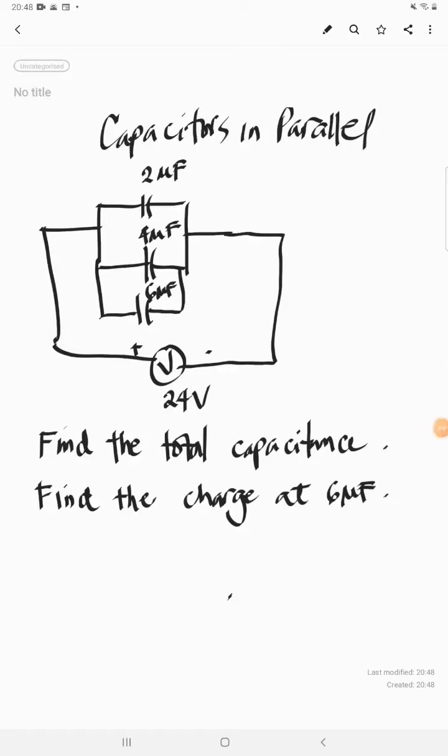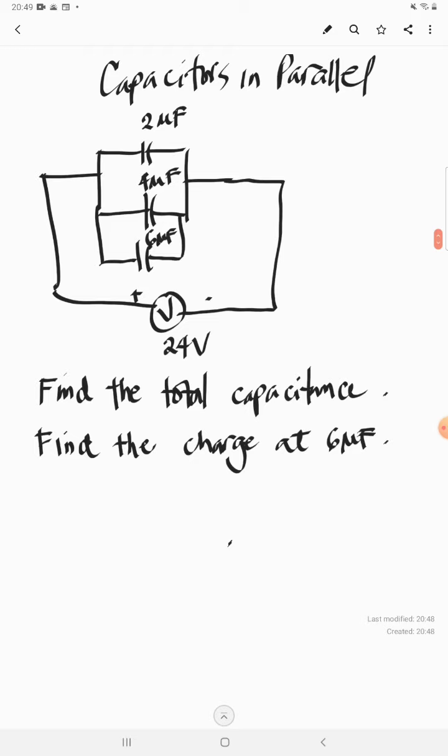There, so this is how we find the total capacitance in parallel. In this example, you have 2 microfarad, 4 microfarad, and 6 microfarad capacitors connected in parallel. Find the total equivalent capacitance and find the charge at 6 microfarad.